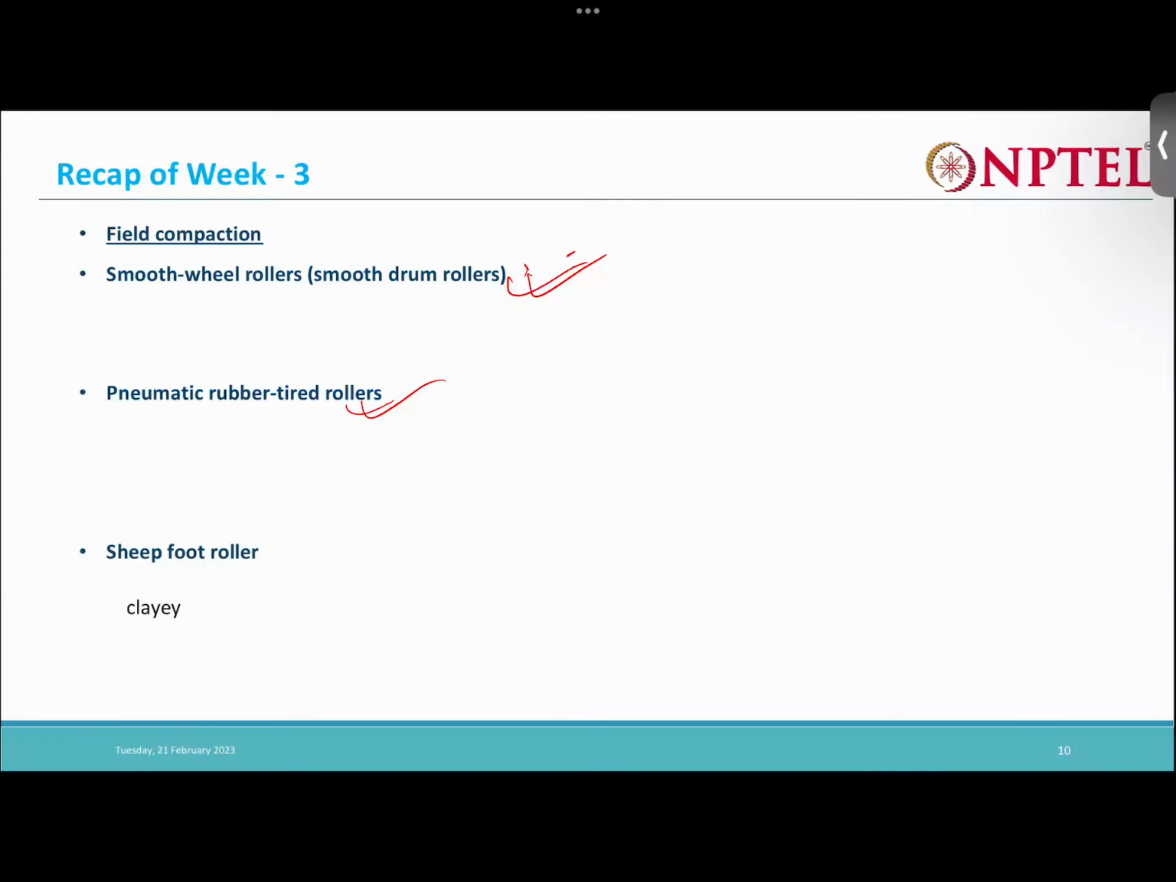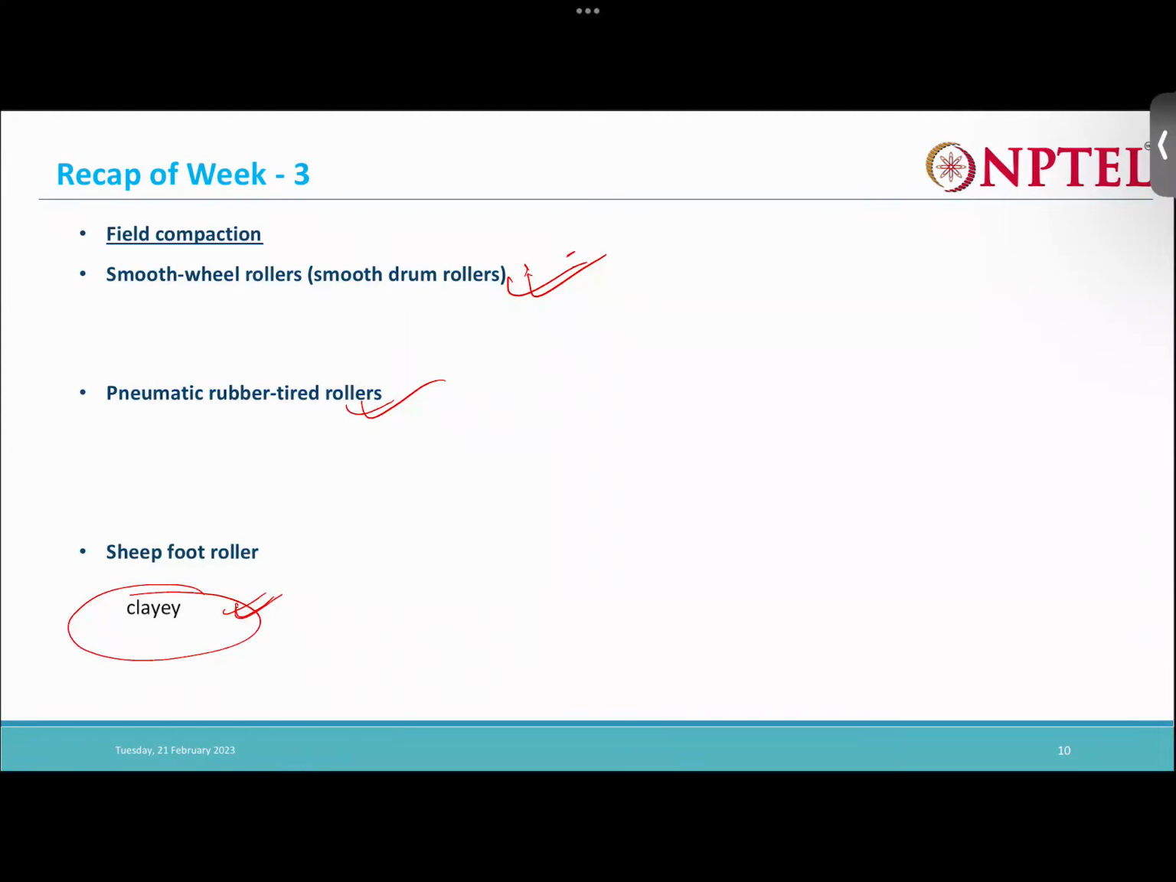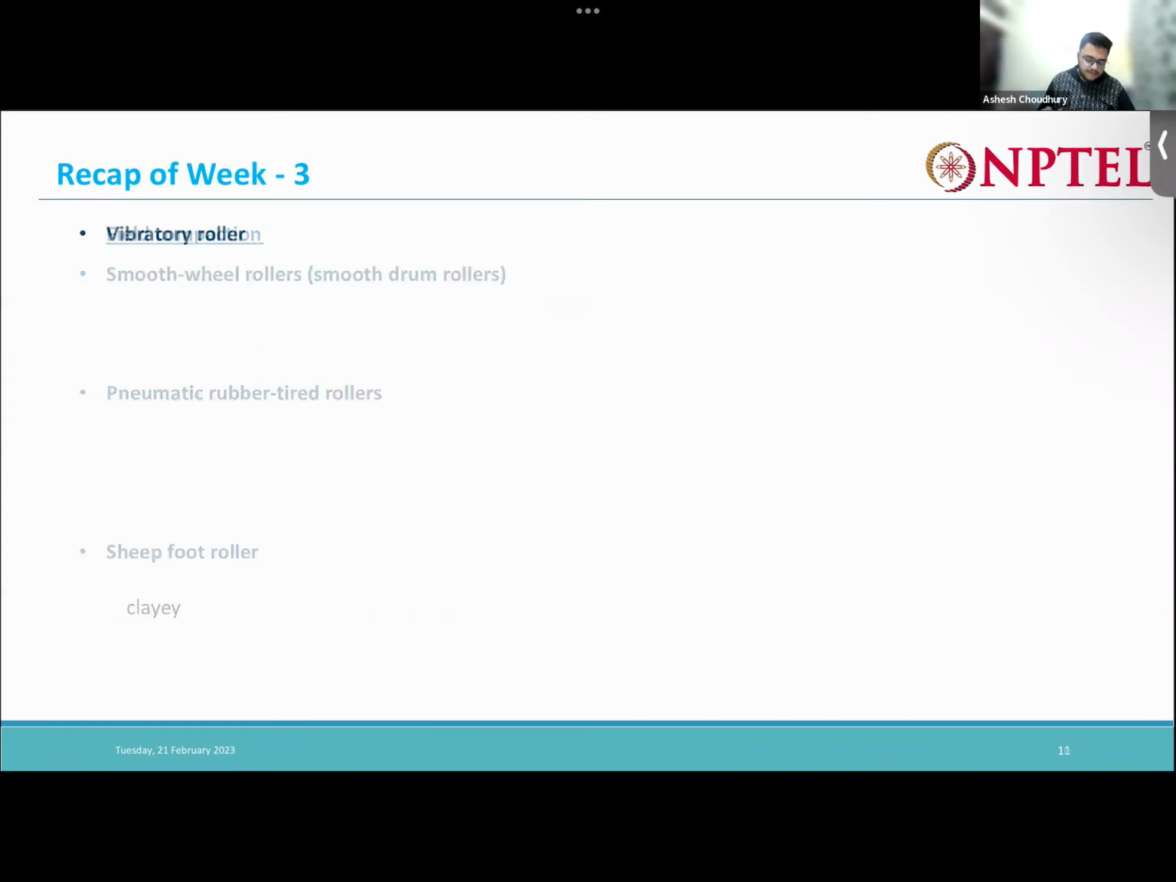Then we have the sheep foot roller. These rollers have a drum, and on the drum there are certain projections. These projections help mainly in compacting clay soils. Sheep foot rollers are very helpful in compaction of clay soils. So if anyone asks what kind of roller you have to choose, if the soil at the site is clay, then your answer should be the sheep foot roller.